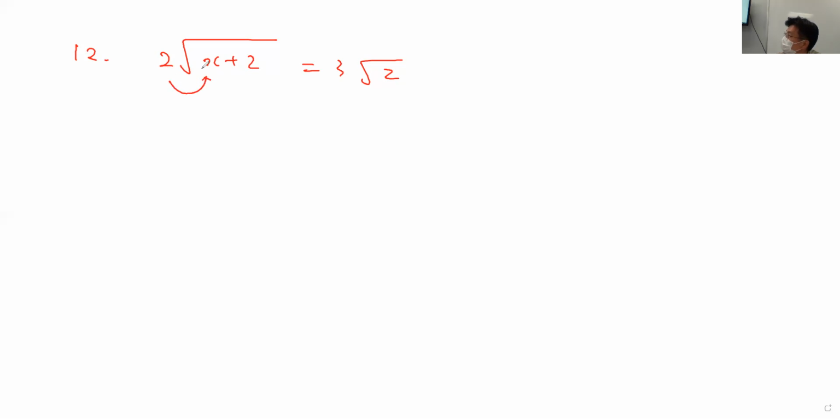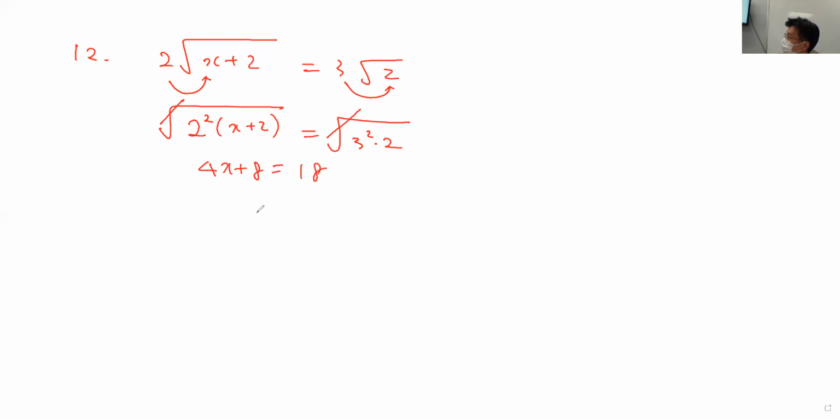So which means if it goes in, you have to square, right? So you have to put 2 squared times x plus 2. And then this one also goes in, which means 3 squared times 2. Then we take out the radical signs. Then this is 4x plus 8 equals 18. So 4x equals 10. X has to be 2.5. That's how you're supposed to do it. But no, you can plug in if you want. I just divided 2 on both sides and then gave up.